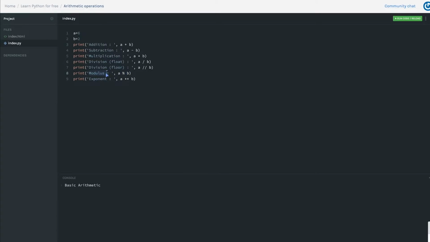Then we have modulus, and modulus isn't one of the transformers. It's actually an operation we use in computer science and in math that gives you the remainder of the division. For instance, if we divide 6 by 2, we get 3, and the modulus will be 0. If we divide 7 by 2, we'll get 3 with a modulus of 1, because you'll get 2 groups of 3, and then you have 1 left over. So it's that leftover remainder that's shown in the modulus. Then we have exponent, which is A to the power of B. All right, so let's run this first, and then we'll change the numbers and show you some interesting stuff.